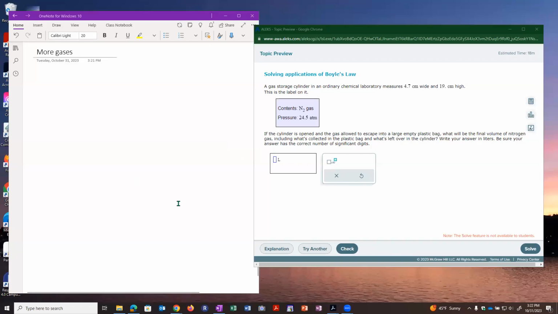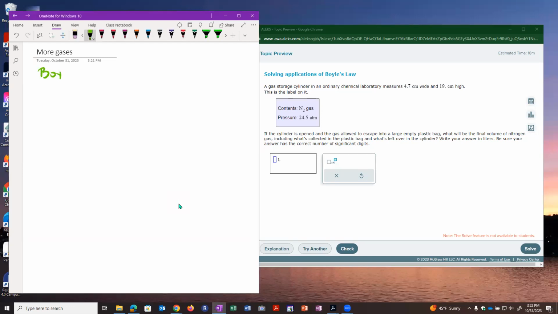All right, so we'll take a look at some additional problems from the gases module. And now we're going to take a look at applying Boyle's law. So remember, Boyle's law is the PV relationship.